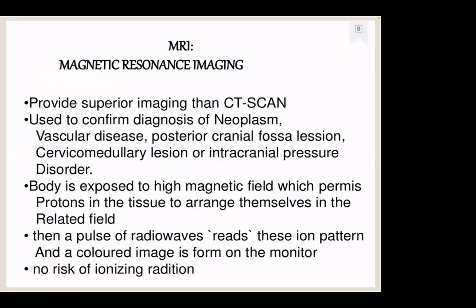MRI provides superior imaging to CT scan, and is used to confirm diagnosis of a neoplasm, vascular disease, posterior cranial fossa lesion, cervicomedullary lesion, or intracranial pressure disorder. The body is exposed to a high magnetic field, which permits protein in tissue to arrange themselves in the magnetic field. Then a pulse of radio waves disrupts this ion pattern and a colored image forms on the monitor. No risk of ionizing radiation.